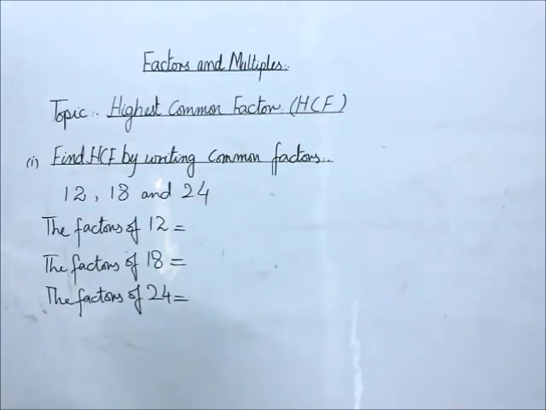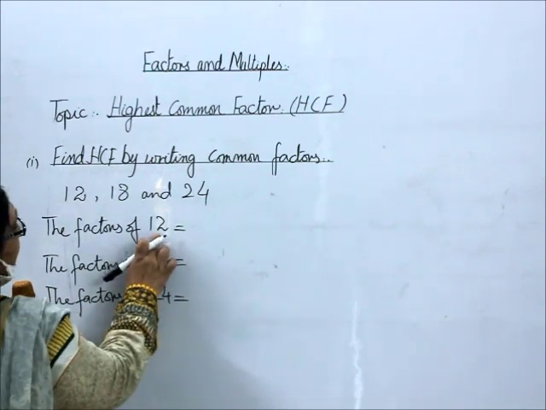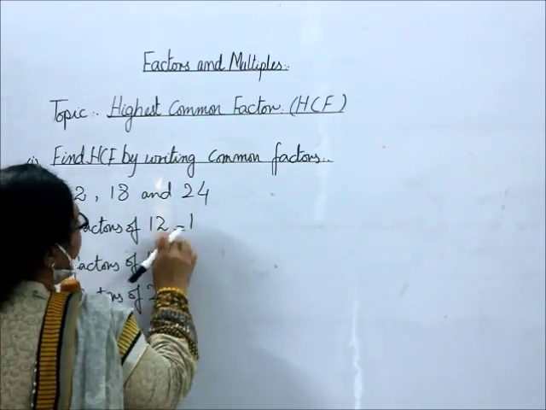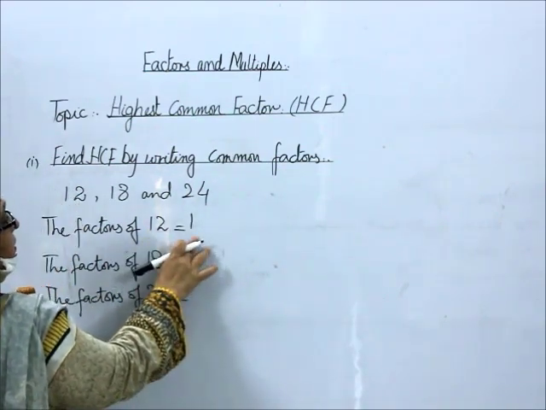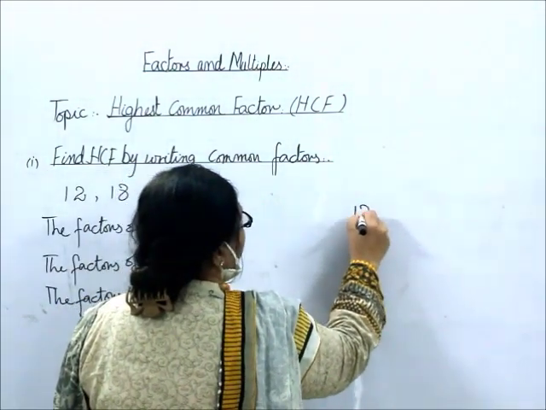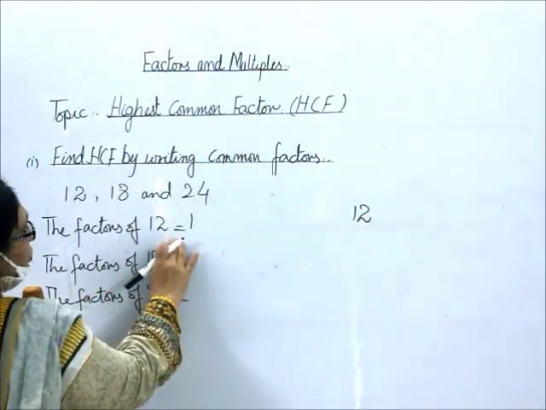The question is find HCF by writing common factors. I have taken three numbers. So first of all we will write down all the factors of these three numbers one by one, and then we will find out the HCF. The first number is 12. As I told you earlier, the first factor is number 1. If we divide 12 by 1, the quotient will be 12. So 1 and 12 both are the factors of 12.